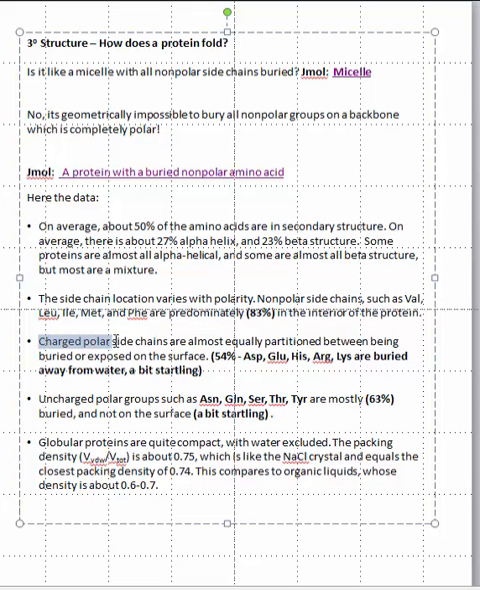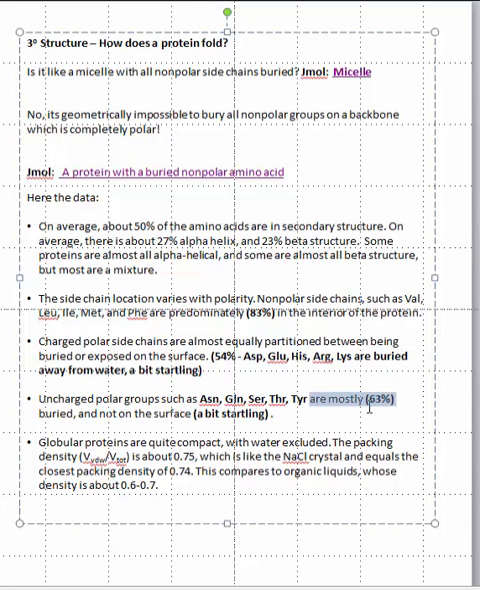How about the charged polar side chains? Charged and polar, you'd think they'd be on the outside. But it's a startling figure. About 54% of the polar side chains that are charged are buried. Typically, they're buried with a partner that's of the opposite charge. Uncharged polar side chains, such as these amino acids, are mostly buried. Again, this is a little bit startling even to me as a biochemist.